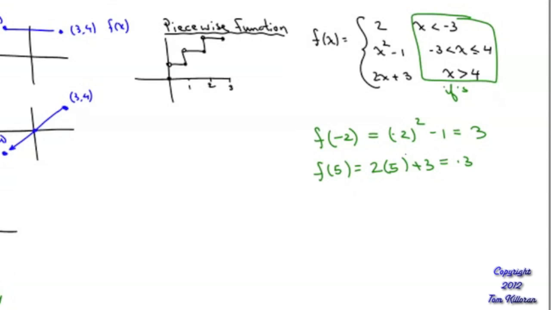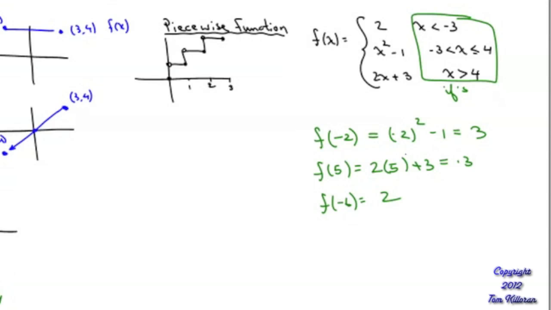So those are like formulas that we need to use. And then if I say, well, what's f of negative 6? Well, negative 6 is not bigger than 4. It's not between negative 3 and 4, but it definitely is less than negative 3. So my answer is 2. I don't even have to do any calculations, because it's constant. For any x value, it's always going to be 2. Okay, second thing I want to do with that.